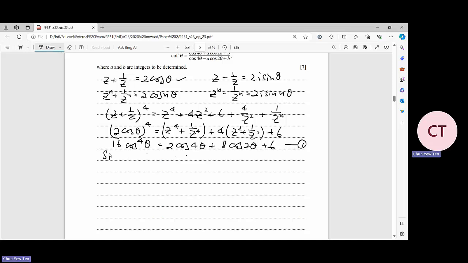Then similarly, my z minus 1 over z to the power 4 will be z to the power 4 plus 4z squared plus 6, or rather, there will be a negative here, because there's a minus here. So the negative and positive will go alternately, 4 over z squared plus 1 over z to the power 4. Then you rearrange them, you get this.